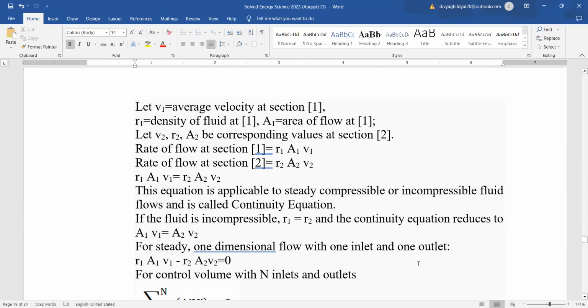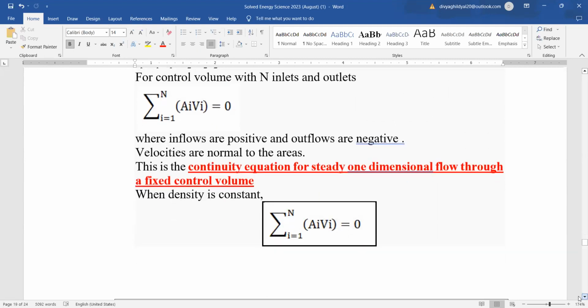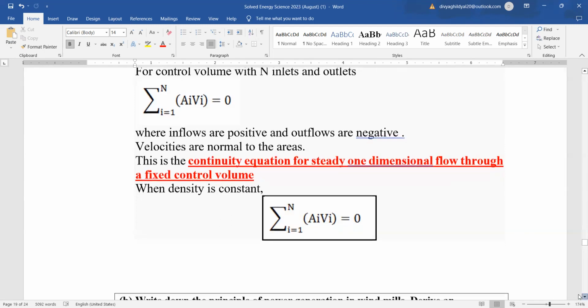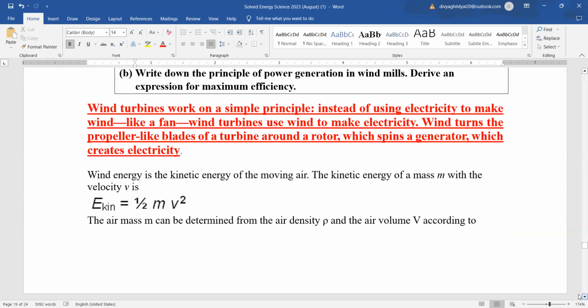For one-dimensional flow, for inlet and outlet, you just straight away say this is the amount that has entered, this is the amount that should be coming out from the outlet. Equate the two equations, and straight away the continuity equation for steady state one-dimensional flow through a fixed volume with constant density is rho into A into V equal to 0. Write the principle of power generation in windmills, derive an expression for maximum efficiency.